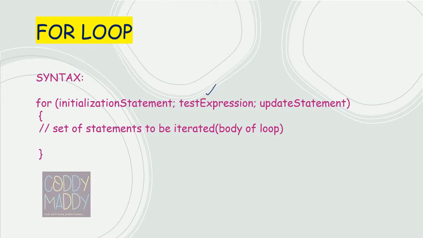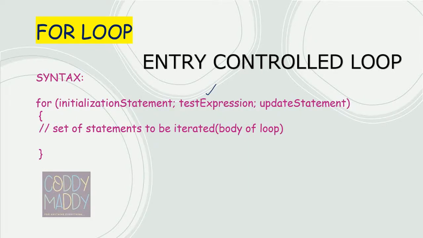Within the curly braces we give the set of statements that are to be iterated, which we call the body of the loop. The condition is specified before the body of the loop, on the top of the for loop itself. The body of the loop comes after the test condition, so we can identify that it is an entry control loop. The execution of the for loop happens like this. First the initial value of the loop variable is taken, and then it is checked with a condition. If the condition is true, the body is iterated, and then the update statement updates the looping variable, and the flow goes on like this.